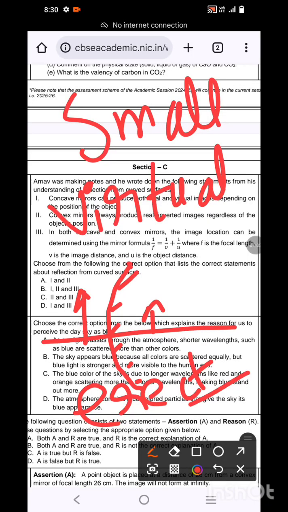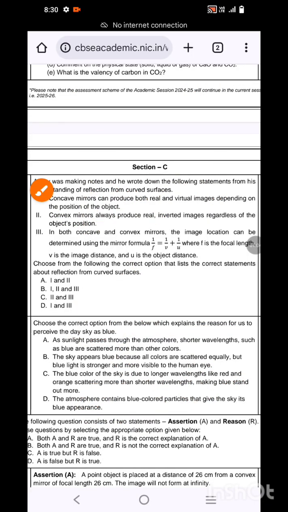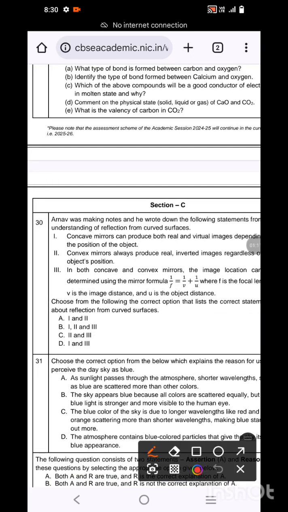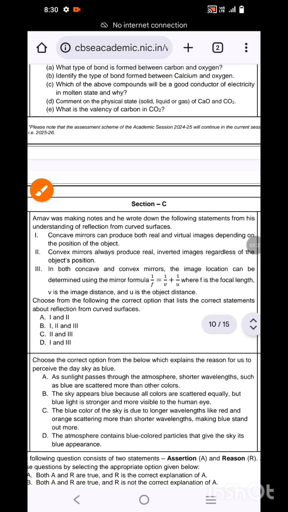So what we got to know from here is that concave mirrors produce both real and virtual images depending on the position. This statement is correct. But the statement that a convex mirror produces real and inverted images is not correct. And if I come to case 3, in both concave and convex mirrors, image location can be determined using the mirror formula 1/f = 1/v + 1/u.